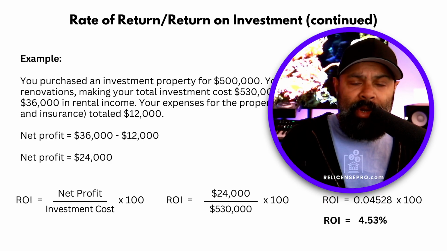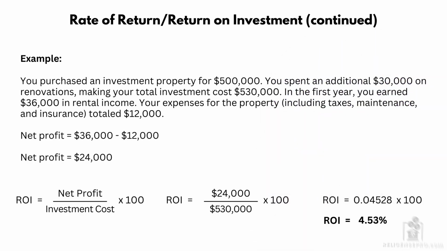You also note in this particular example, they had that you spent an additional $30,000 on renovations, making your total investment costs $530,000. Sometimes they might give you an answer just based on the investment property purchase price, and then you forget to add in the $30,000. So really here, the test writer wanted you to understand that they wanted you to add in the $30,000 investment into renovations as part of your total acquisition cost, okay?